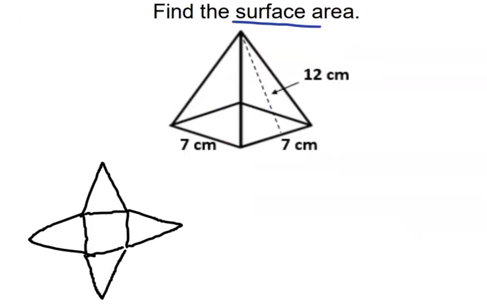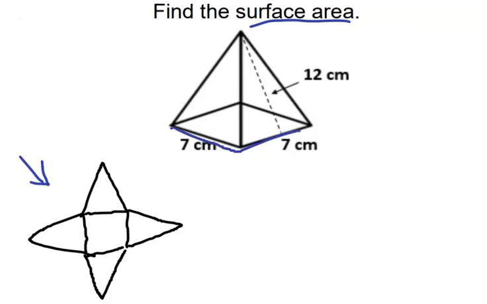Find the surface area, which means we need to find the area of this base, right? And then this triangle over here, the triangle in the back, and the triangle over here, right? So we need to find the surface area of all of those. I went ahead and drew a net right over here. So let's find the base.